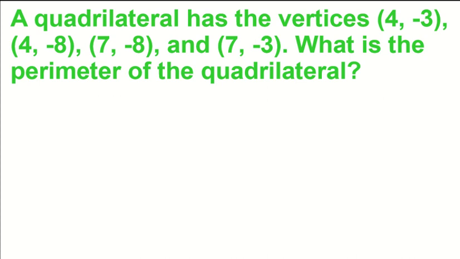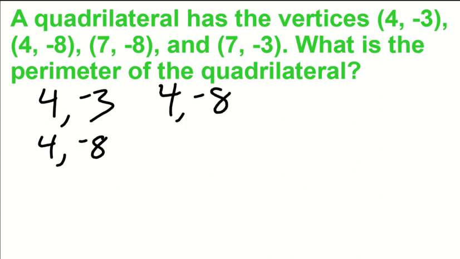Zion? 16 is correct. So we got 4, -3, 4, -8. So there's a match there. I'm going to use 4, -8 again. And then I got 7, -8. So again, one of my points repeated.